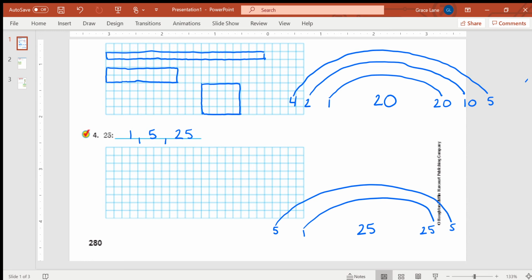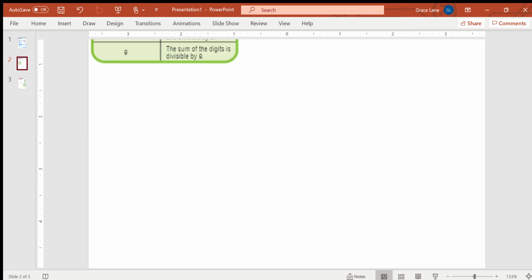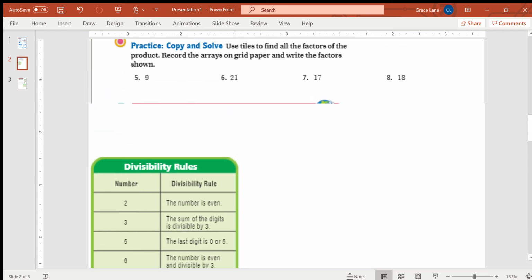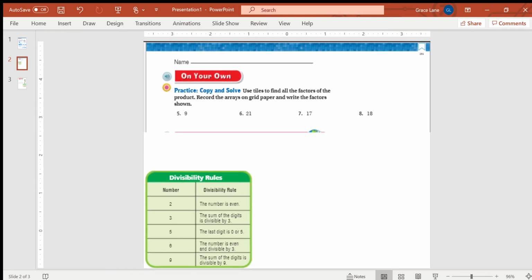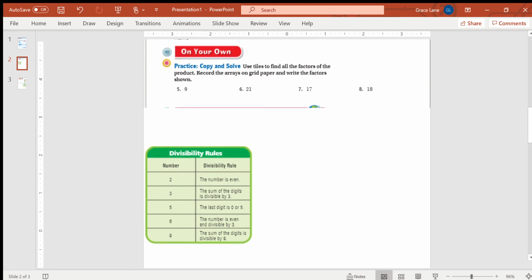Okay, we are going to jump over to the next page. If you think you got it, go ahead and try 5, 6, 7, and 8. You may need scratch paper to show your work on. There's not a ton of room. But we are moving on to page 281. So go ahead and try the ones at the top, list your factors.